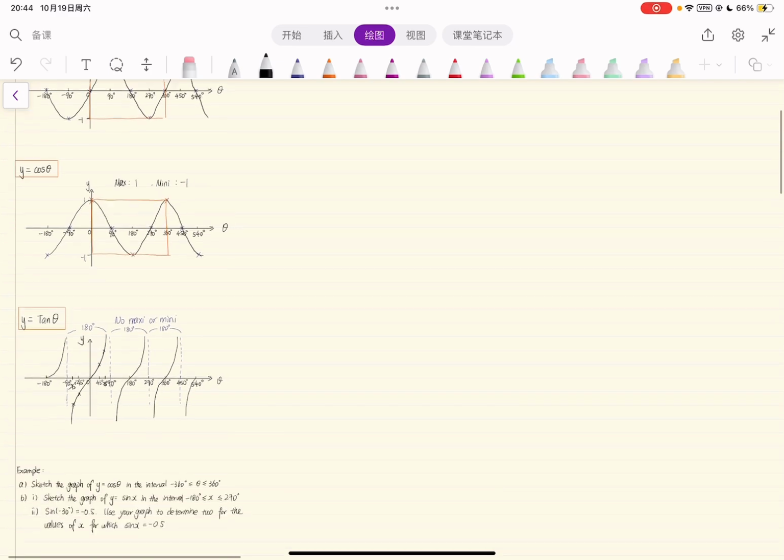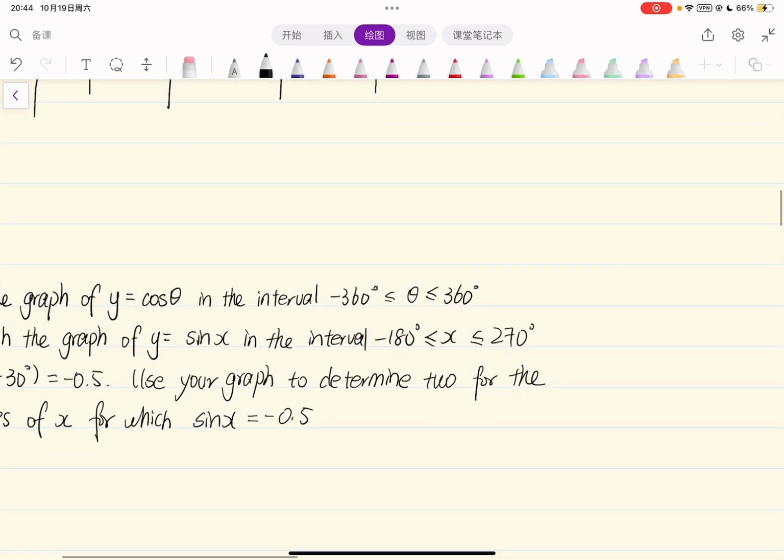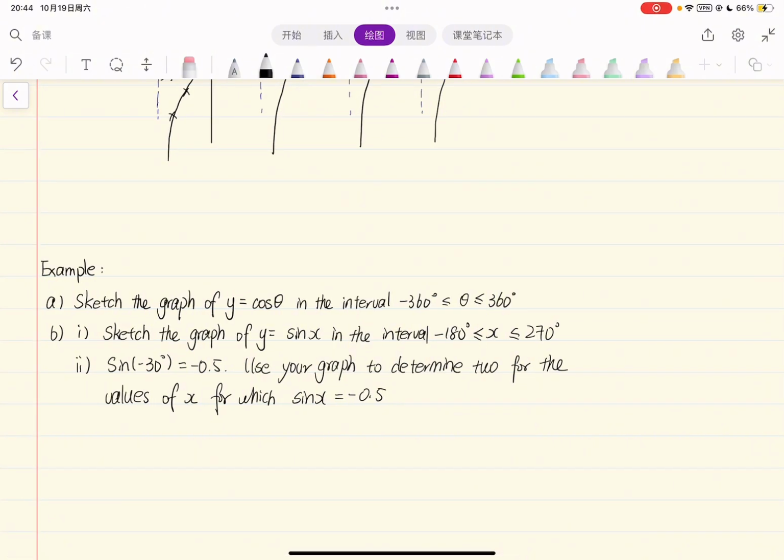Now let's look at some questions. For the questions, part A asks you to sketch the graph of y equals cosine theta in the interval minus 360 degrees less than or equal to theta less than or equal to 360 degrees.